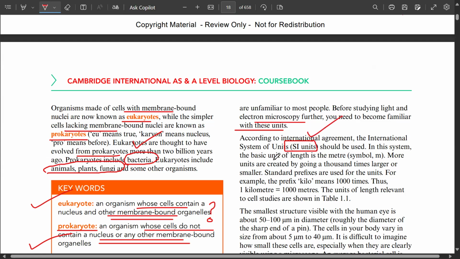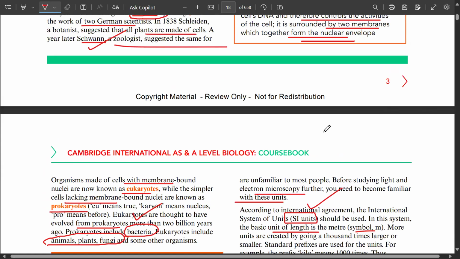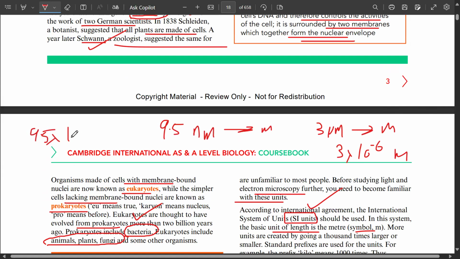In this system, the basic unit of length is meter. So we have to convert everything into meters. If I ask you, what does 3 micrometer mean in meters? You're going to write 3 into 10 to power minus 6 meters. If I ask you what is 9.5 nanometer converted to meter, what would you do? 9.5 into 10 to power minus 9 meters. Got it? Yeah. All you have to do is just write this. Nothing else. Okay? And then your conversions, and I'll be giving you questions right now to solve as well. It would become very, very easy.